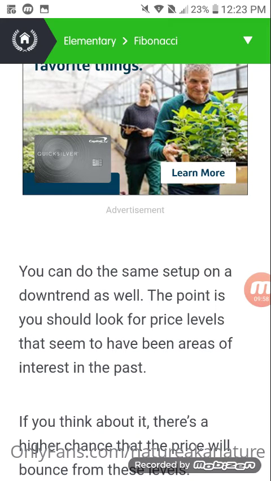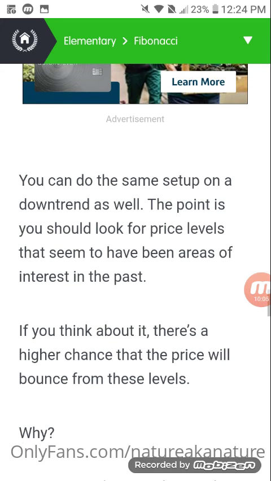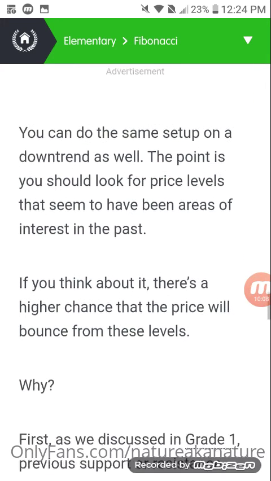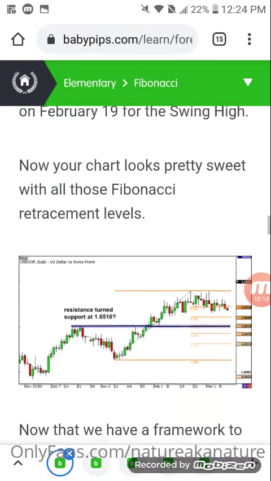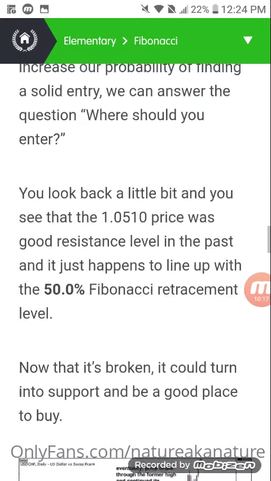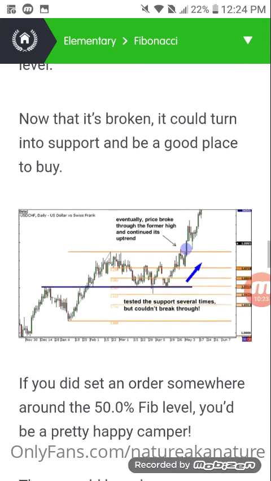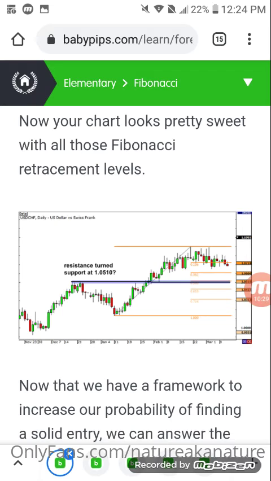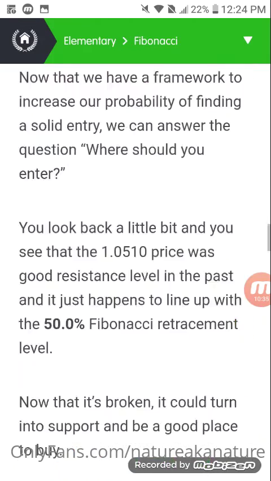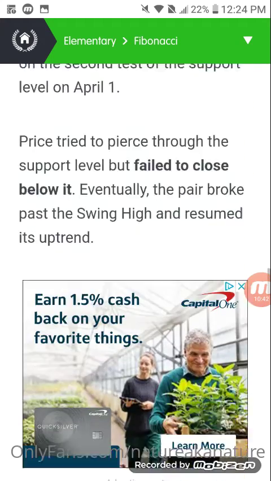You can do the same setup on a downtrend as well. The point is you should look for price levels that seem to have been areas of interest in the past. If you think about it, there's a higher chance that price will bounce from these levels. This was in the past resistance that turned to support. This is a way we can find support and resistance levels: by finding the last resistance that price went through. Once price breaks through this resistance level, it becomes support. It broke through the resistance level, that's now support, and it tested support a few times.